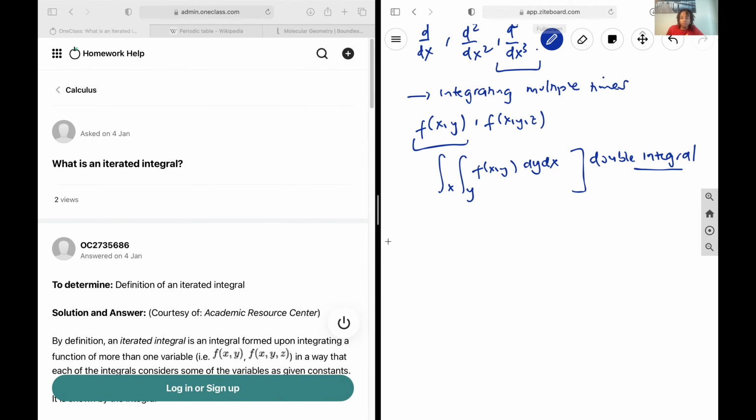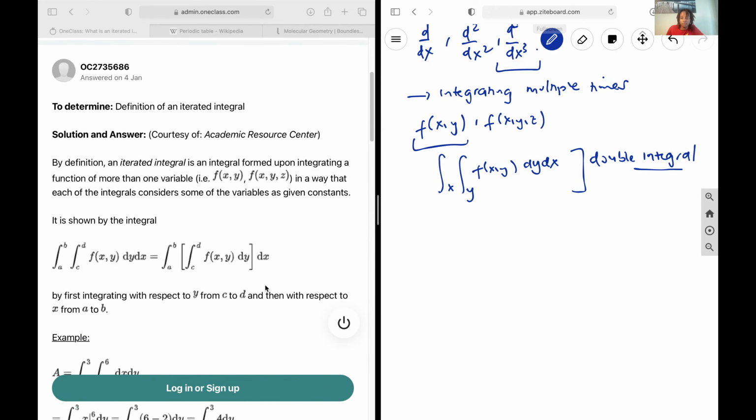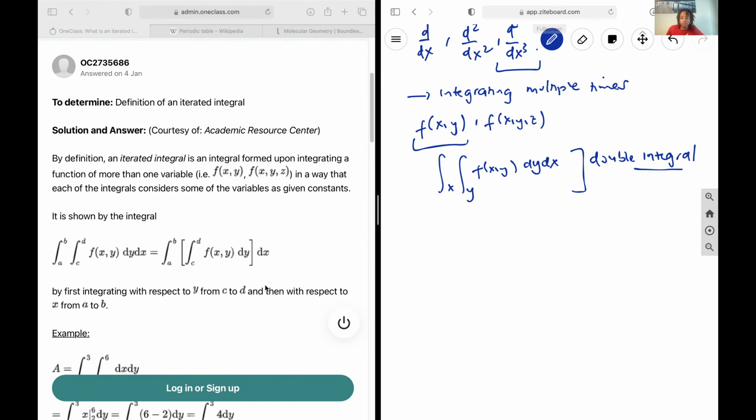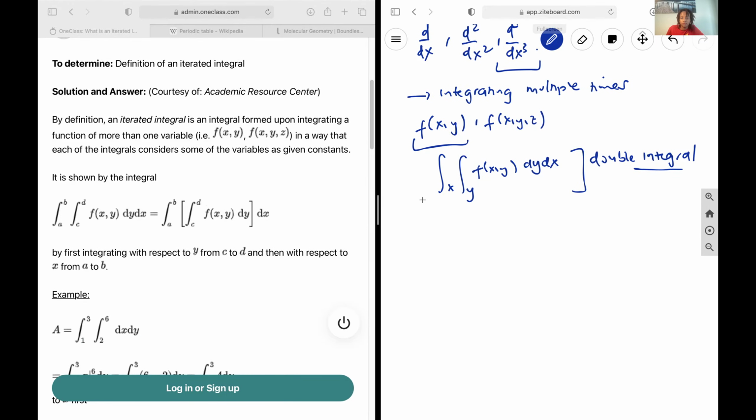And so this gives you a more intuitive feel, I guess, on what the words actually mean before you get into the definitions. The definition online is it's an integral formed upon integrating a function of more than one variable in a way that each of the integrals considers some of the variables as given constraints. And so what I've described here basically. And so first we'd integrate over y, whatever the function is, and as we're integrating over y, we're going to treat the x values inside of this function as though they're just constants, because we currently don't care about them because we're integrating over y.